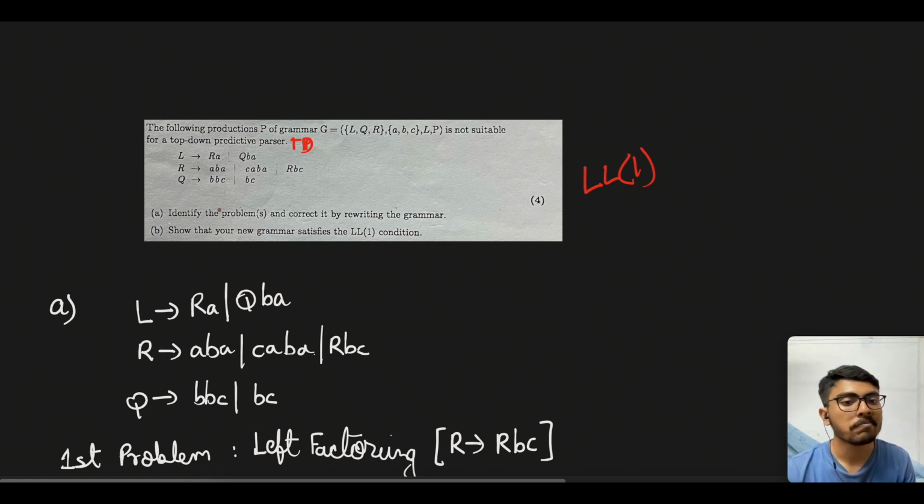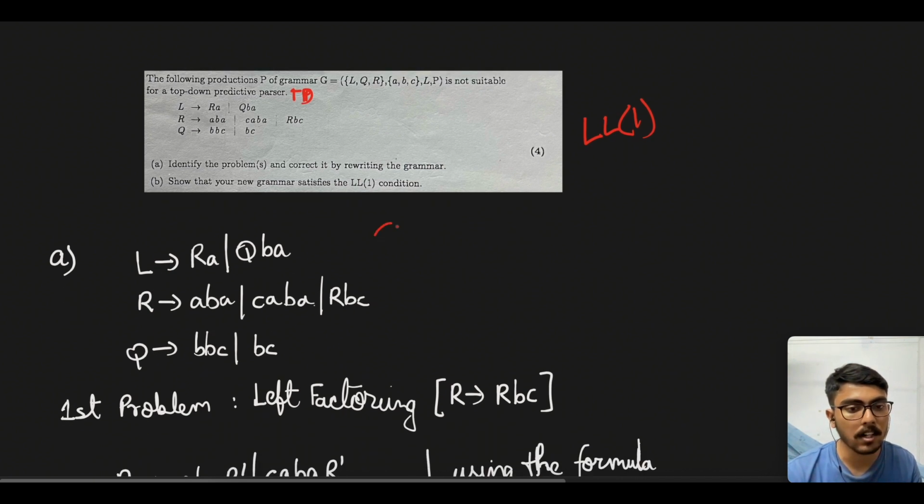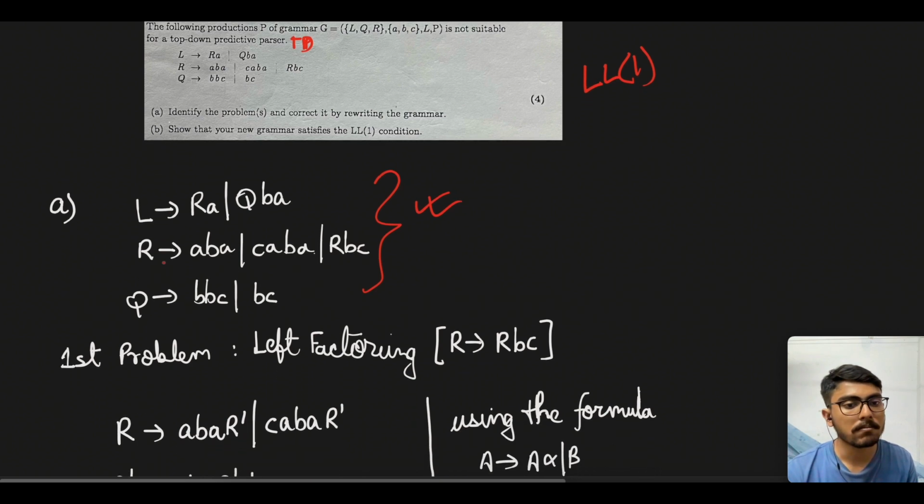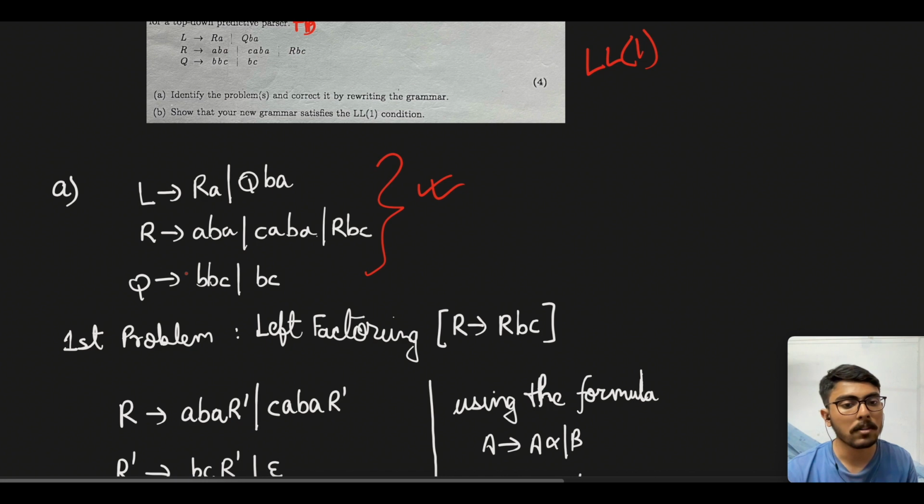So let's see. We are asked to identify the problems and correct them by rewriting the grammar. So the grammar is this, if that image is not visible clearly. So this is the grammar, and if we try to see, the first problem in this will be left factoring.